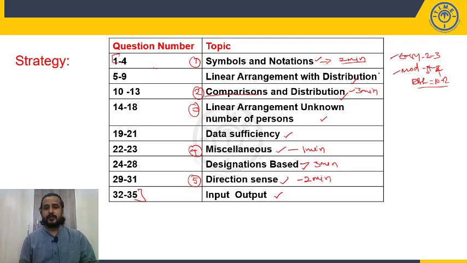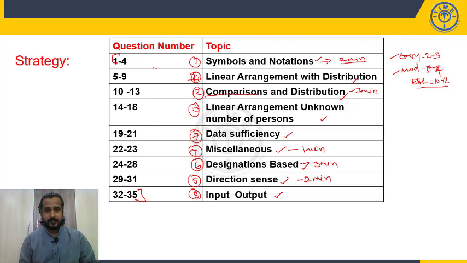Now we may give the preference to linear arrangement and distribution and data sufficiency. Finally, input output. Though you have 4 questions in input output, we need to understand the illustrated example and then go ahead with the questions. If the logic in the illustrated example is tough, then definitely it will be difficult for us to crack. So it takes time, and it is better to attempt it at the last. So designation based is the 6th one to attempt.